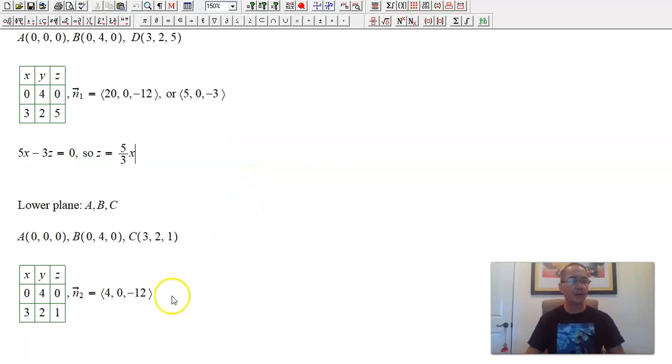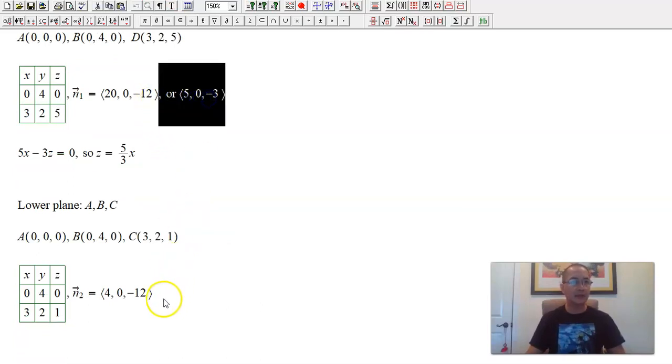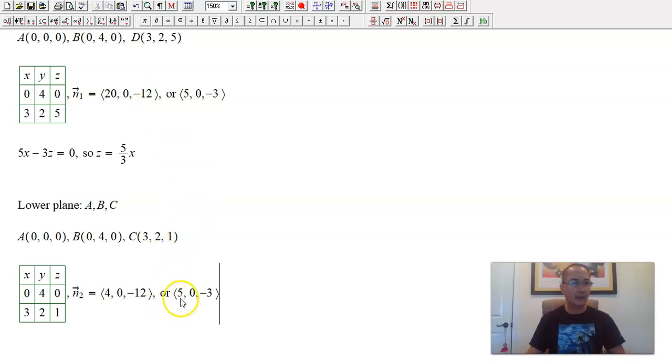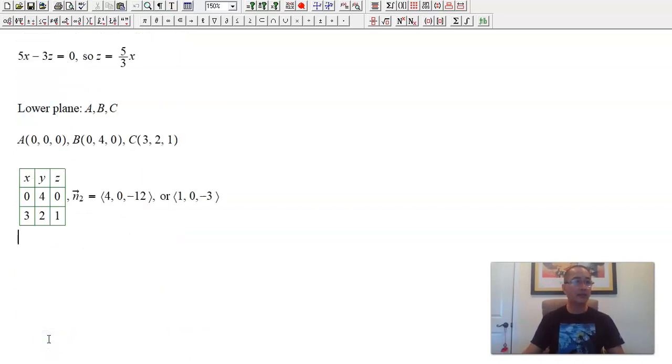Same thing over here. We can use the smaller vector that looks like (1, 0, -3). So the equation is 1x minus 3z equals 0. So z is 1/3 x. Almost the same as this one.